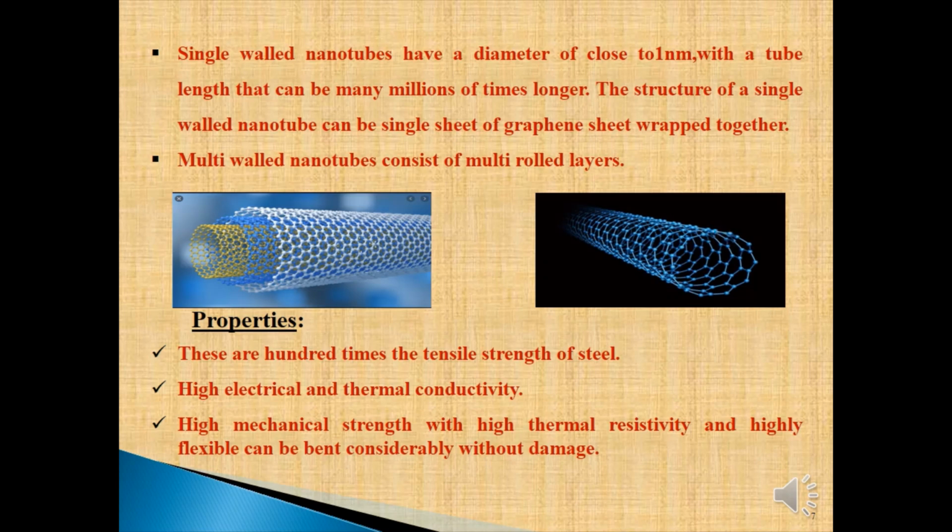Next, we'll discuss the properties of carbon nanotubes. They have almost 100 times the tensile strength of steel, and very high electrical and thermal conductivity. High mechanical strength with high thermal resistivity and high flexibility makes them very strong, and they can be bent considerably without any kind of damage. So these are a few properties of carbon nanotubes.